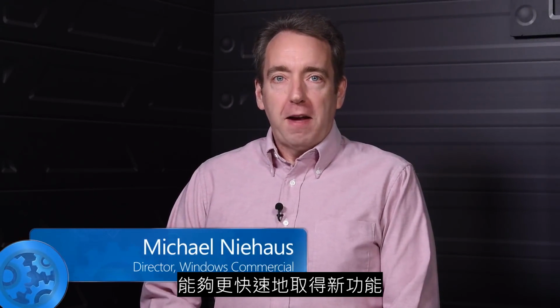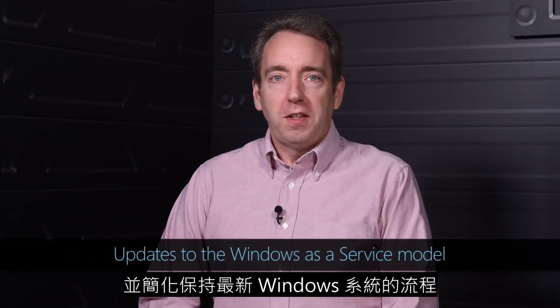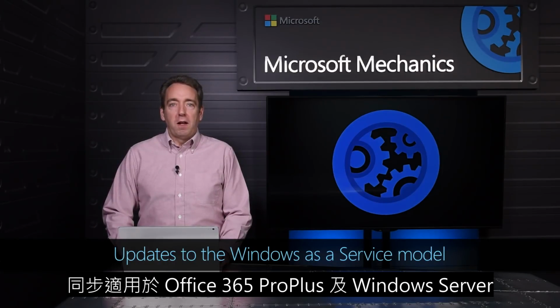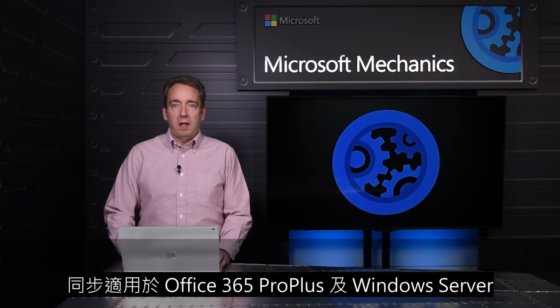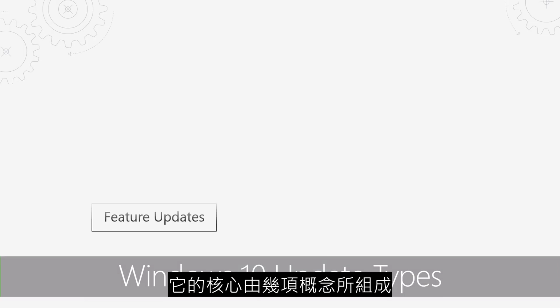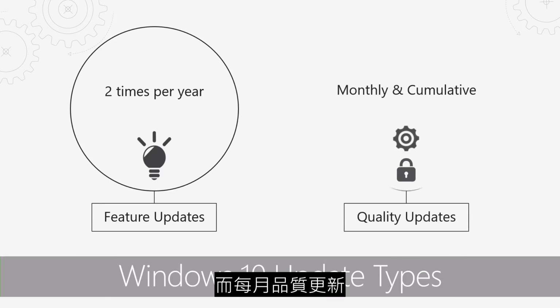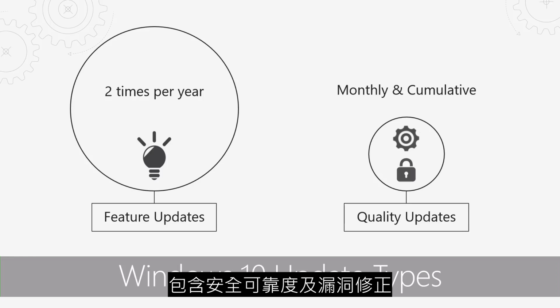The Windows as a Service model is all about getting new features faster and simplifying the process for staying current with Windows. At the same time, we're building a consistent model that aligns Office 365 Pro Plus and Windows Server. Core to this are a couple of concepts: feature updates twice per year, which deliver new capabilities in the fall and spring, and monthly quality updates, which contain security, reliability, and bug fixes.